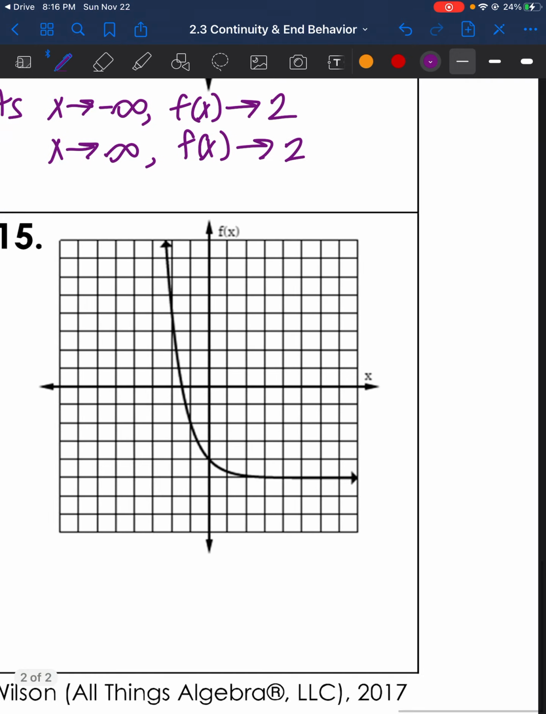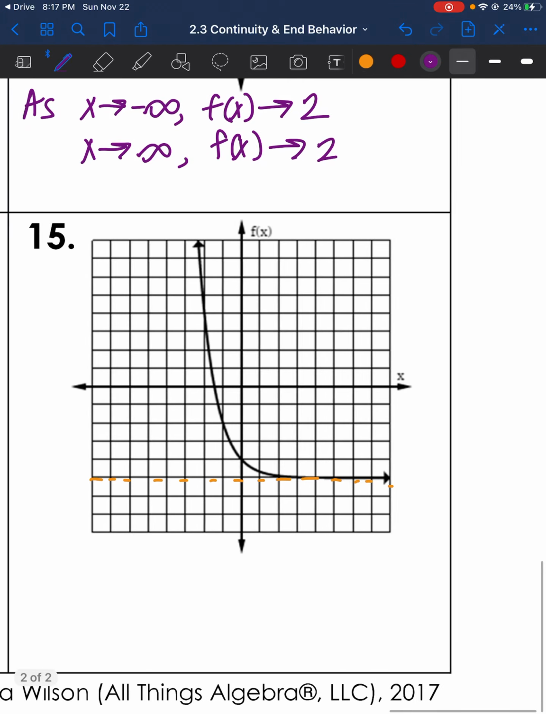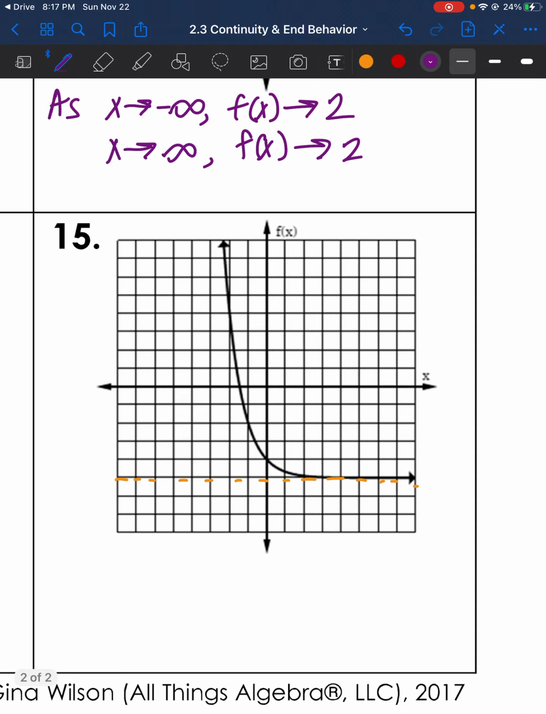Number 15. Okay, so we have a horizontal asymptote here at -5. Okay, but we only have one function here. So this function is continuous. It's just got one kind of big section here. So we do have to continue to look at it from both sides. So as x approaches -infinity, what is f of x doing? Okay, where is f of x going?